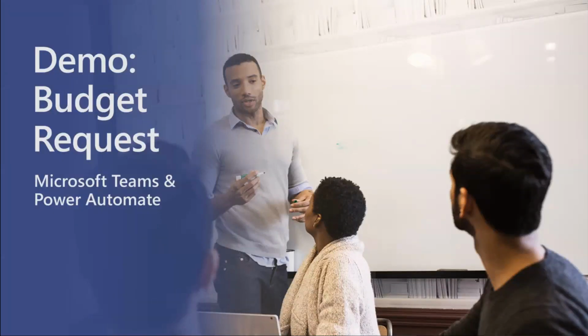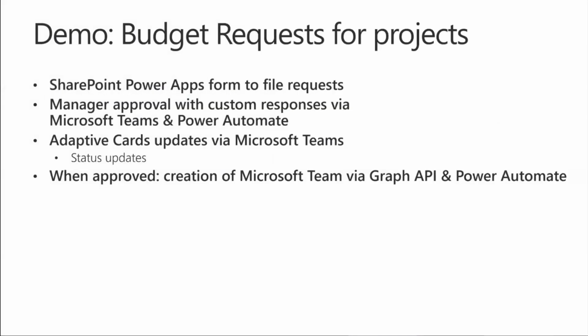So my demo I'm just gonna show in a bit is the budget request, and I have created a budget request for projects. I have a SharePoint site where I have a Power Apps form, and people can file their request in there. So on a new form, they can create a project name, they can ask for an amount of money for their project, and then whenever they filed it, it will automatically start an approval, and it will go to the manager of the person that filed the request. It will generate some custom responses, which are really cool for the approval scenarios in Power Automate.